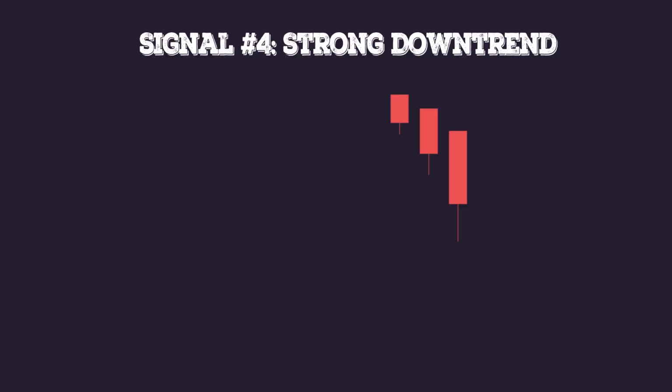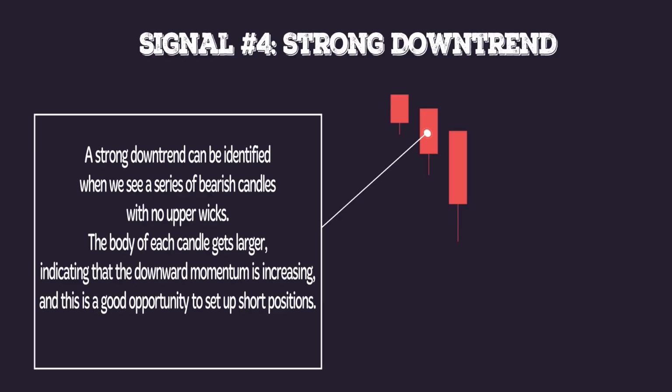Signal number 4, strong downtrend. A strong downtrend is identified by a series of bearish red candles with no upper wicks. Each candle has a larger body than the previous one, showing that bearish momentum is accelerating. This presents an excellent opportunity to initiate short sell positions.